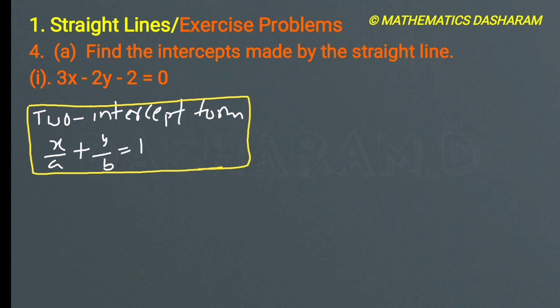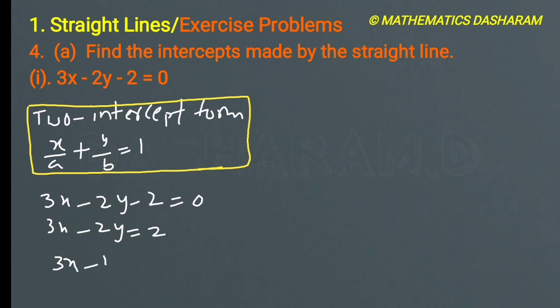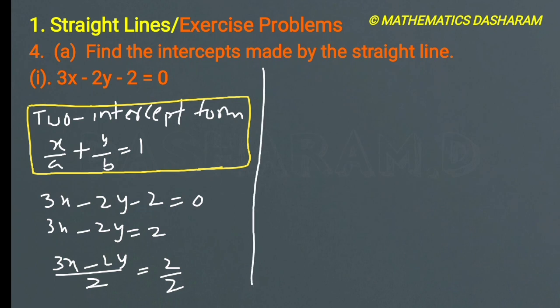Okay, so the given equation is 3x minus 2y minus 2 equals 0. Here RHS 1 is required, and on the LHS x and y terms are required. So the constant term is transposed to the RHS. Next, here 1 is there, so here also 1 is required. That is why I am dividing the LHS by 2 and the RHS by 2. So now split into two fractions: 3x by 2 minus 2y by 2 equals 2 by 2, which is 1.